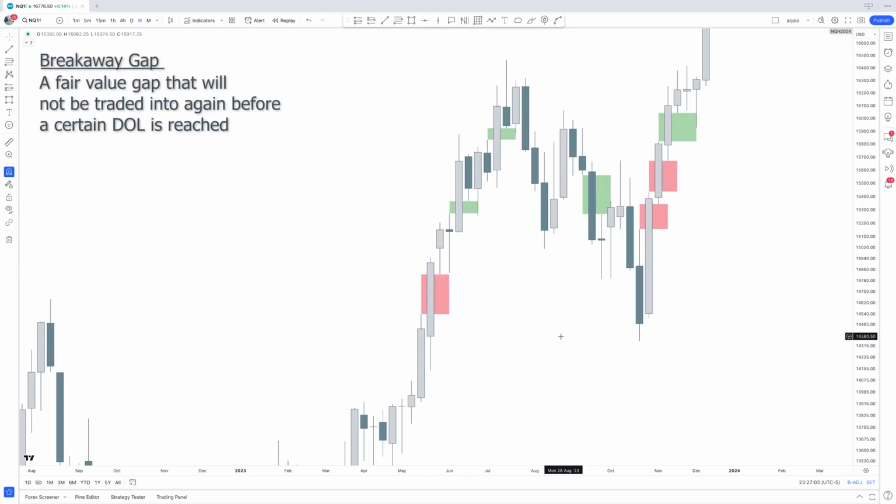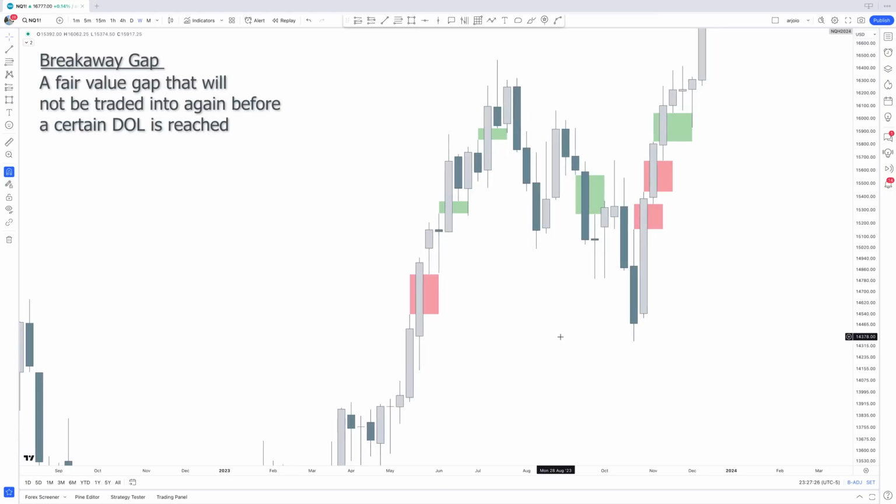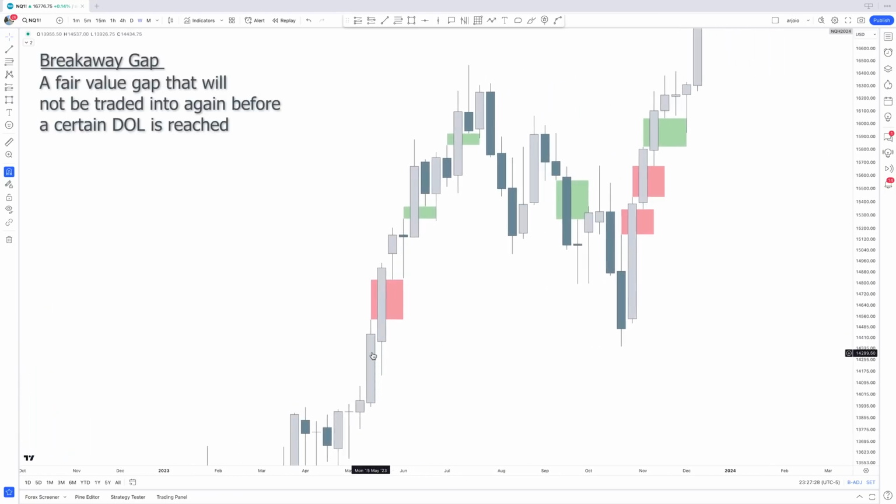If we look at this screen right now, we see the red fair value gaps and the green fair value gaps. All the red fair value gaps are breakaway gaps, and the green fair value gaps are just your normal fair value gaps that we can expect a retracement into in the short term as well. Why is that? Because if we again look at that first fair value gap, what do we see? We have again 1, 2, 3.